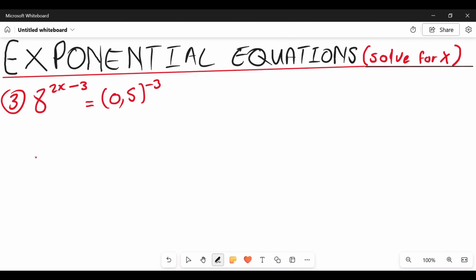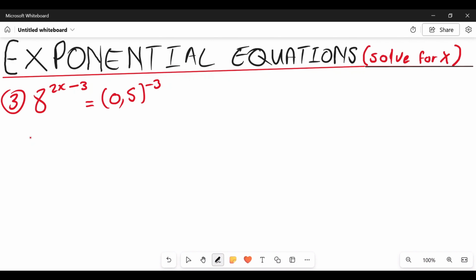All right, guys, here is equation 3. Now let's look at our left hand side. The base here is 8, and on our right hand side the base is 0.5. Now we need to break these bases so that both of them have the same base. The prime number here, if you look, is going to be 2. Remember, you can use the method on the left hand side where you insert 8 on your calculator, then you press the equals sign, then you press shift, then the last step you press the effect button.